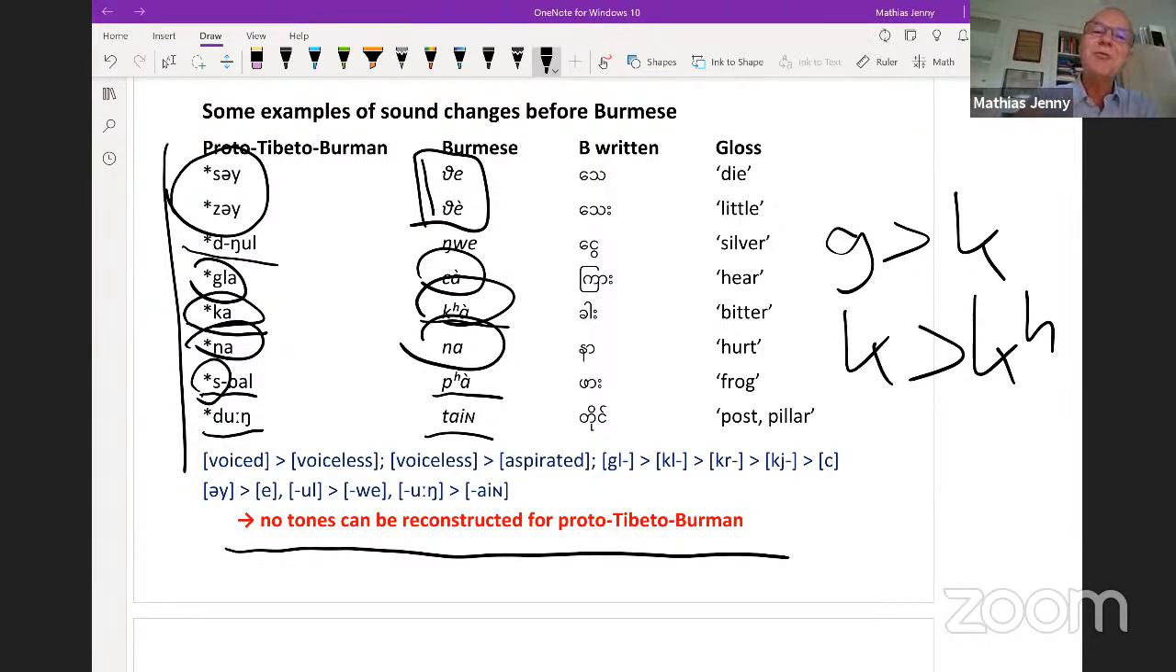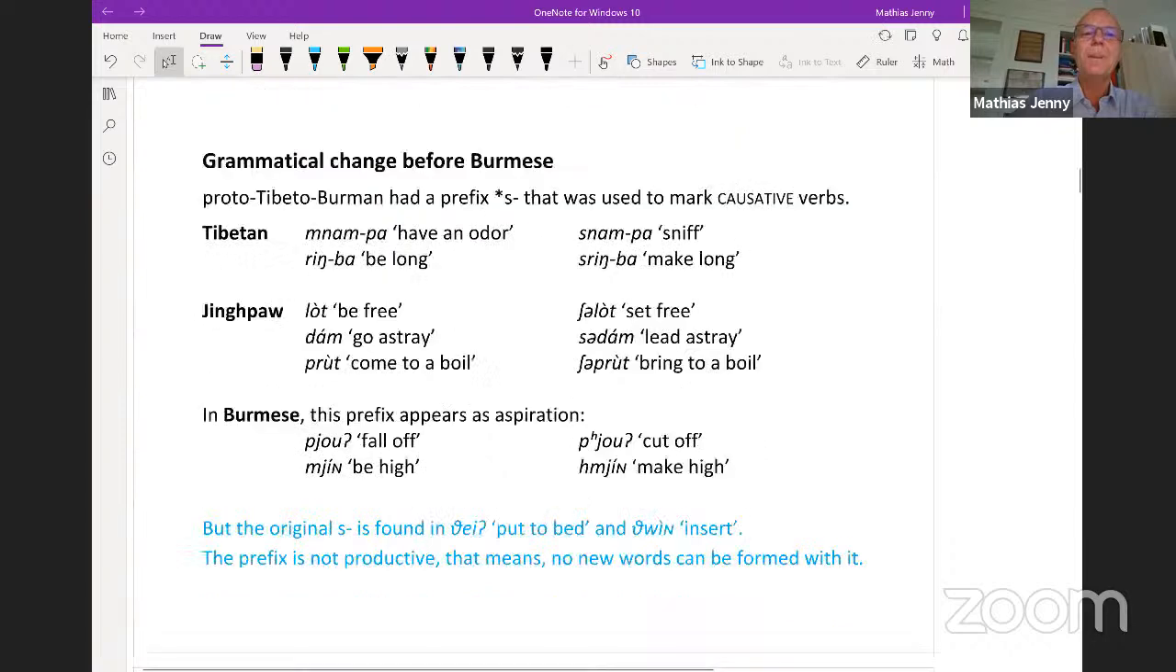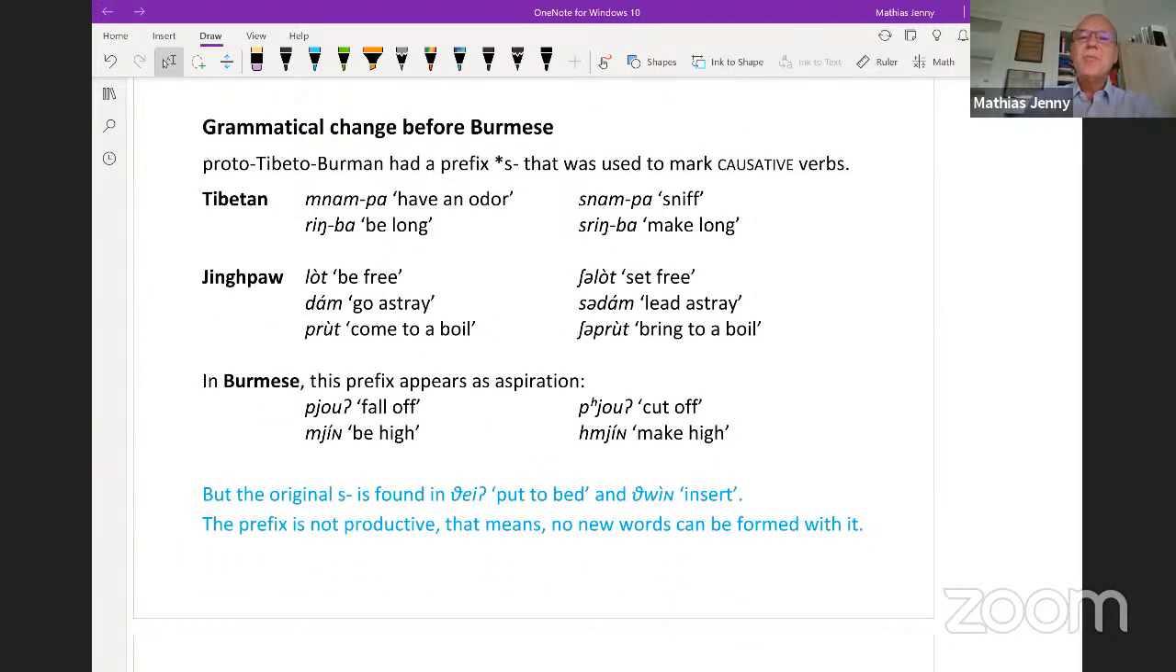We also come back to this S to the. This is something pretty recent in Burmese probably. We have a look at this in a minute. Also, some grammatical changes happened before Burmese became Burmese, but after Proto-Tibeto-Burman language.